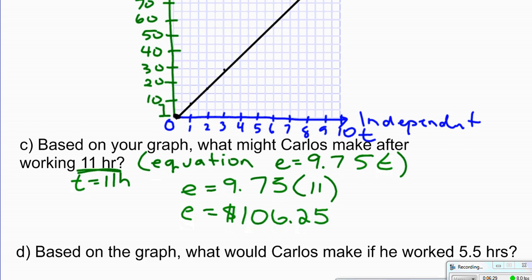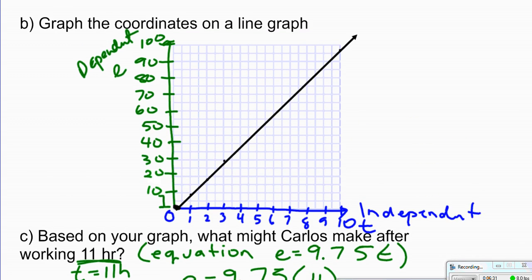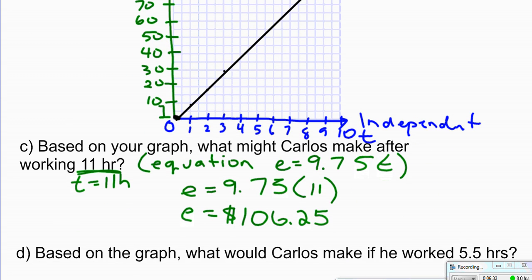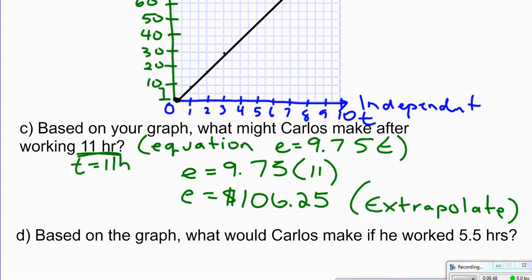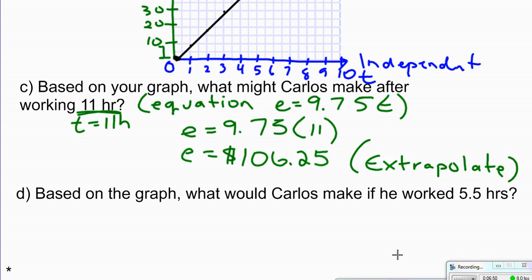And so if we were going to use our graph, we would have had to extrapolate from our graph because we were going beyond our data set. But using our equation, I hope you remember from the last lesson, is the best way to find an exact value. So on the graph, what would he make if he worked 5.5 hours?